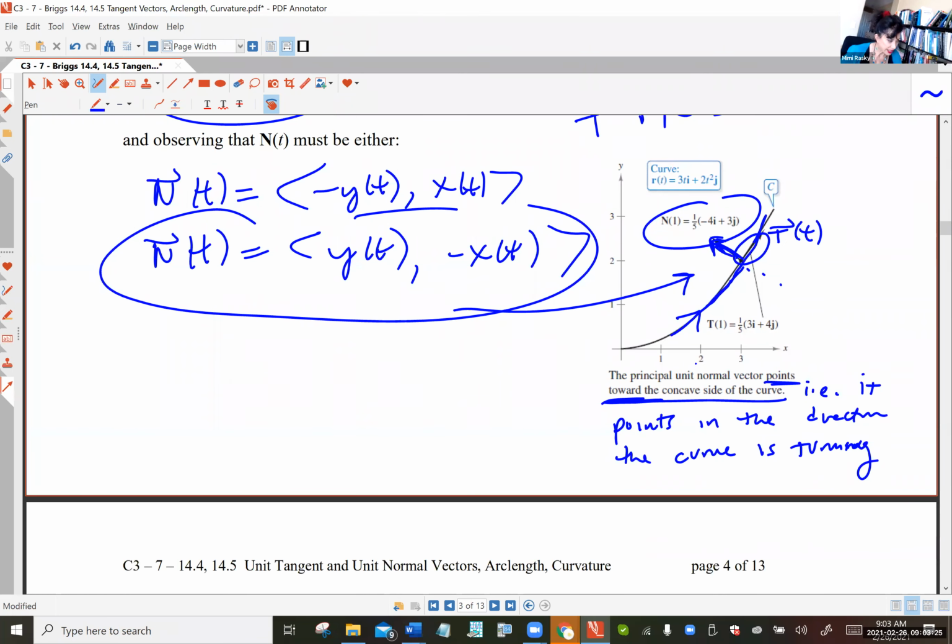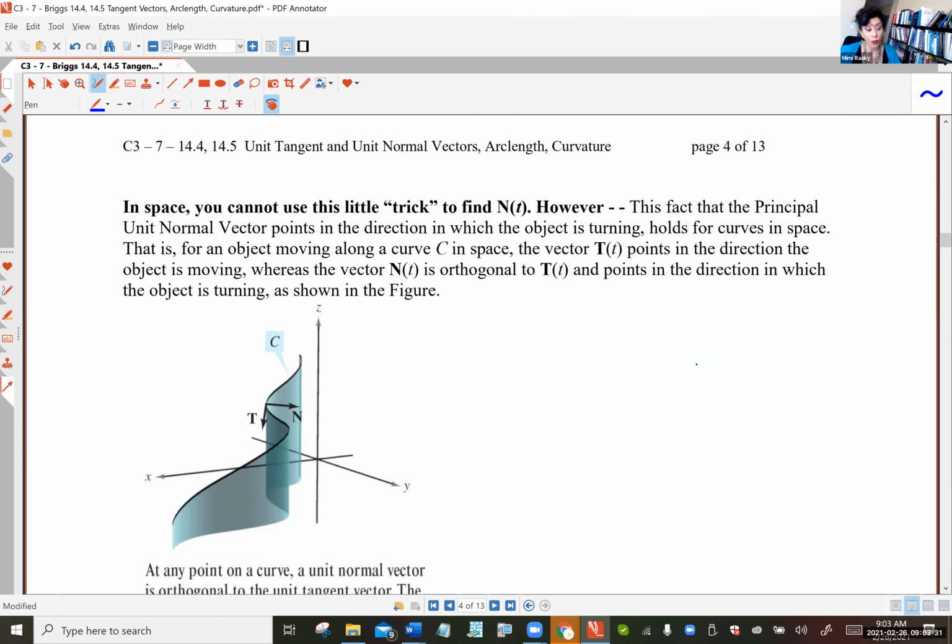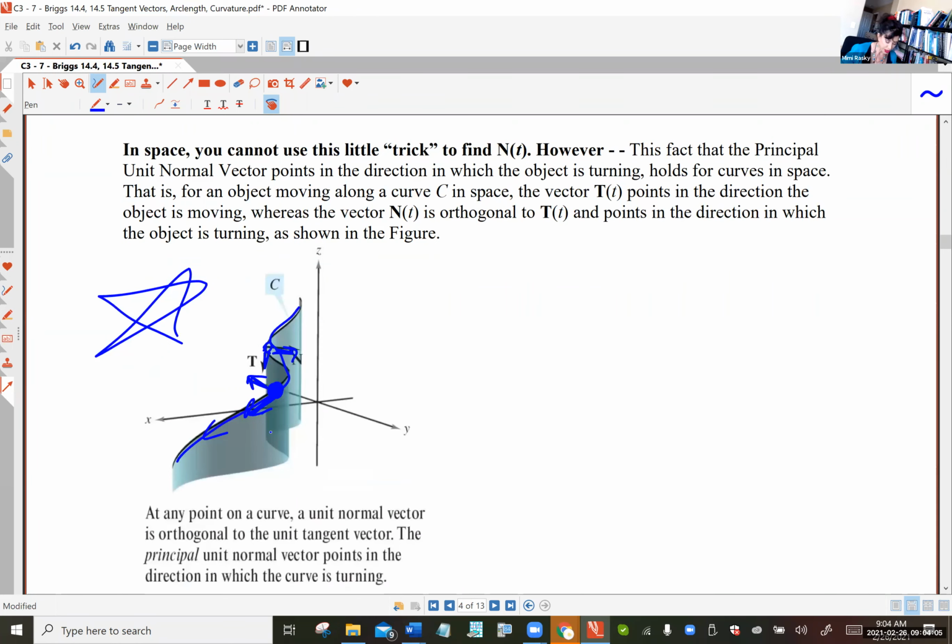Okay, but in 3D, you can't use this trick. Sorry. Because there are infinitely many different ways that big T's orthogonal vectors can point. But big N will still point in the direction that the curve is turning. So you'll notice here, they're showing you a little example. Here's your curve, tootling along there. Big T at this one point is tangent, and big N is pointing in the direction the curve is turning. Now over here, at this point, big T would still be tangent, but big N would point in the opposite direction because the curve is turning in the other direction. Okay, so that's just a nice picture, and we're done with that.